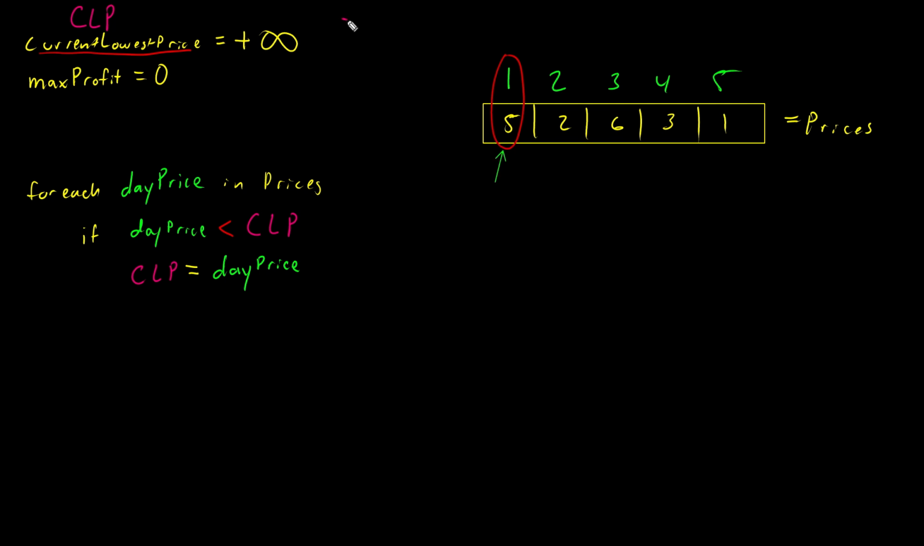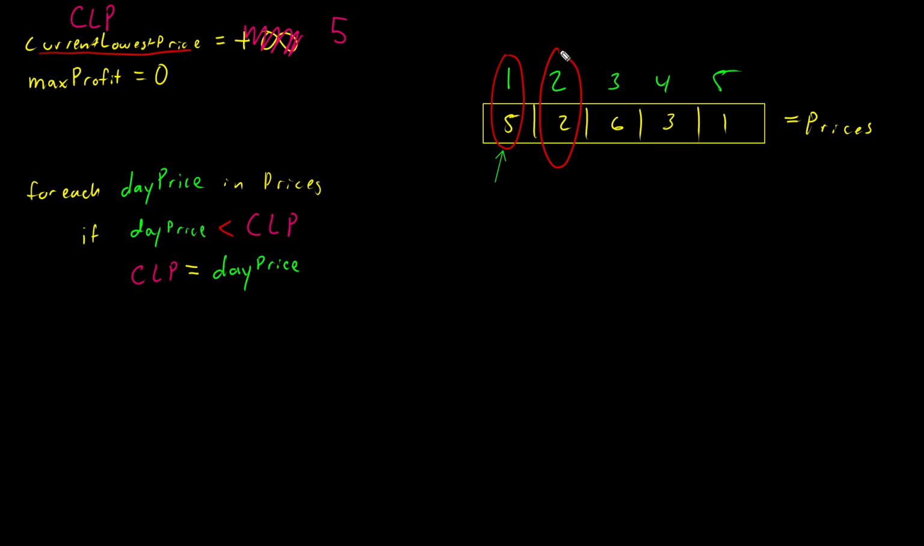And I'll go ahead and write that up here. So currently our lowest price that we've seen is 5. It is no longer infinity, right? My profit is still 0 because I haven't sold anything yet, right? I haven't been to the future yet. Now we move on to day 2.